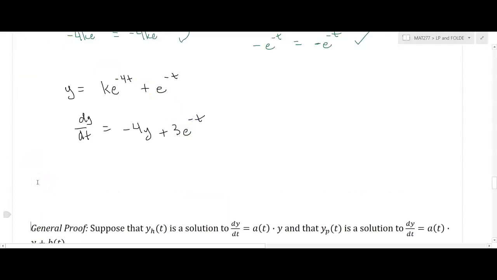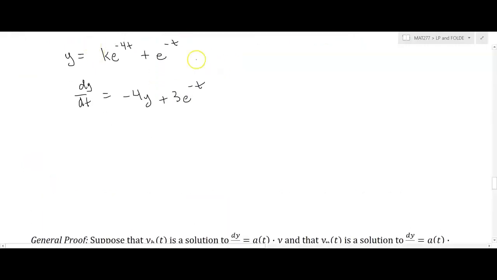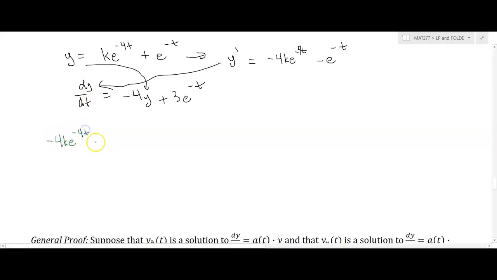Okay, so what I'm going to do to verify this is, first of all, I need the derivative of this guy. So the derivative of what I'm claiming to be the general solution is negative 4k e to the negative 4t. And then the derivative of e to the negative t is negative e to the negative t. And now if I come over here and I plug in y prime for dy dt, and I plug in y for negative 4y, then on the left-hand side I will have negative 4k e to the negative 4t minus e to the negative t. So I've just replaced dy dt with the derivative of y.